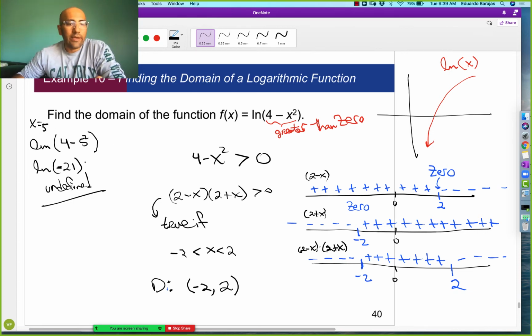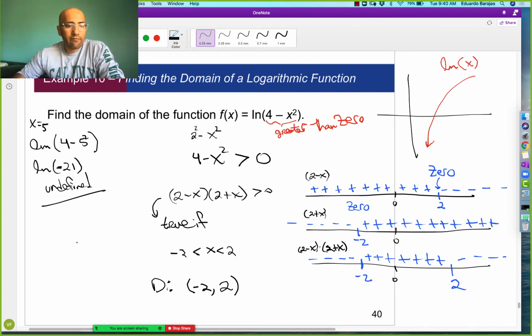Okay, so what is the domain? We have to figure out all the values we can plug in. We have to make sure that whatever values we plug in result in a positive input value to the ln function. To do that, we bring that over and we solve this. What values of x will produce a positive? Next, we factor it. We see that this is a difference of squares. This is 2 squared minus x squared.